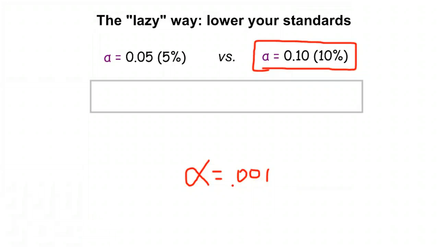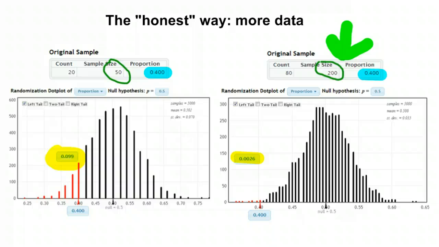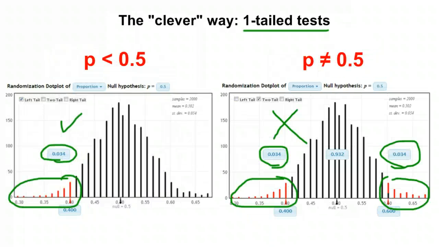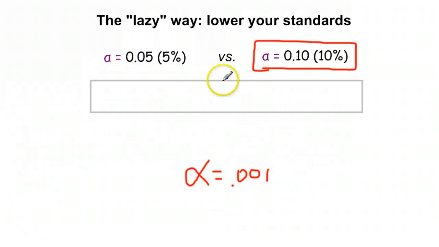So the 3 ways, once again: get more data, use one-tailed instead of two-tailed tests when it's appropriate, or raise your alpha value if it's a situation where that's a reasonable thing to do.